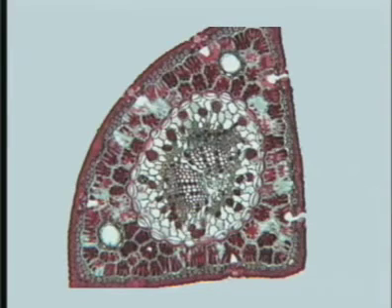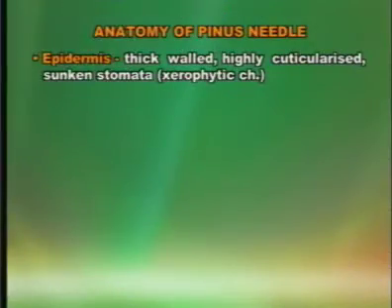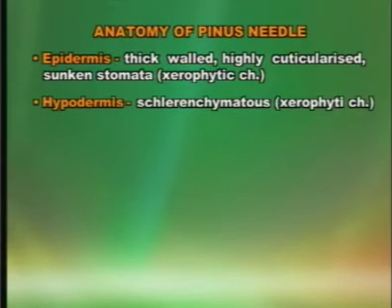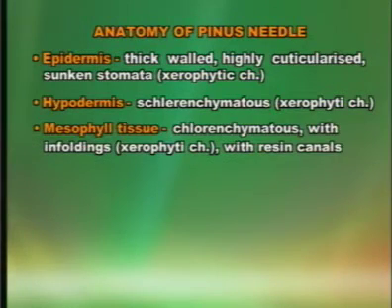It is a triangular structure with outer cuticle, then the epidermis. It has sunken stomata. The presence of cuticle and sunken stomata shows xerophytic characters. Then comes the sclerenchymatous hypodermis. Mesophyll cells are present, but they also show infoldings. It is an important character of the Pinus needle.